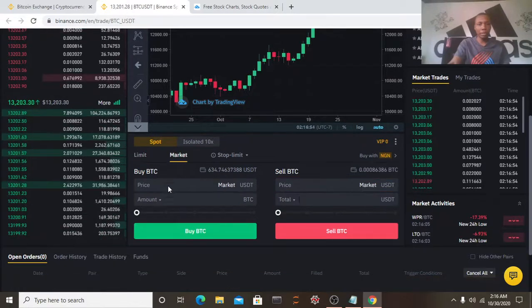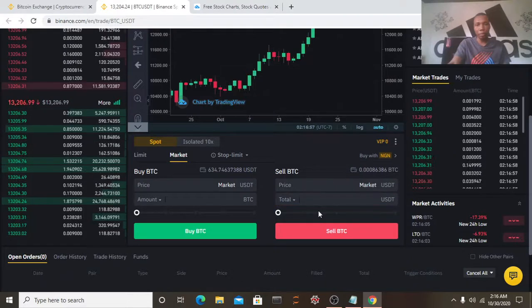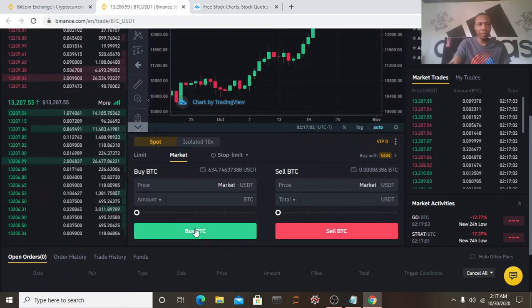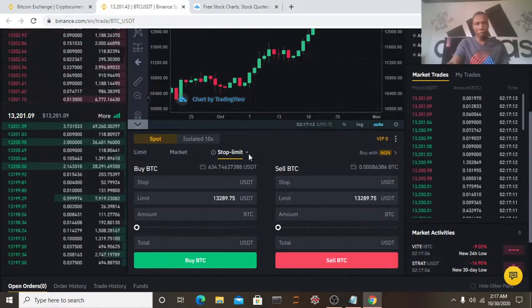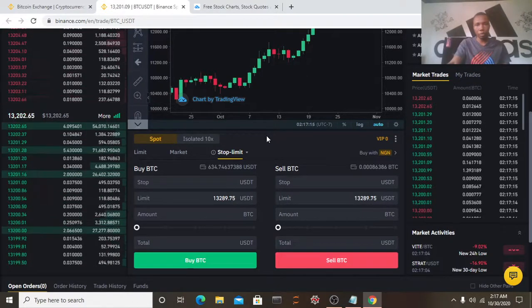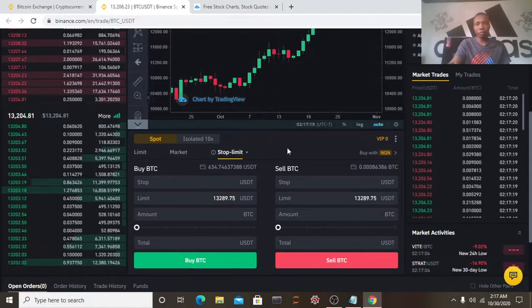While market is just the same thing. Now I'll be selling at the current price at the moment. Same thing too if you have USDT, you can come here and buy. That means your USDT is now converted to Bitcoin. So that's how it was, guys. Now the main focus this time will be the stop limits. So I will try and explain this to you. With this stop limit, you can either go long or go short in Bitcoin.